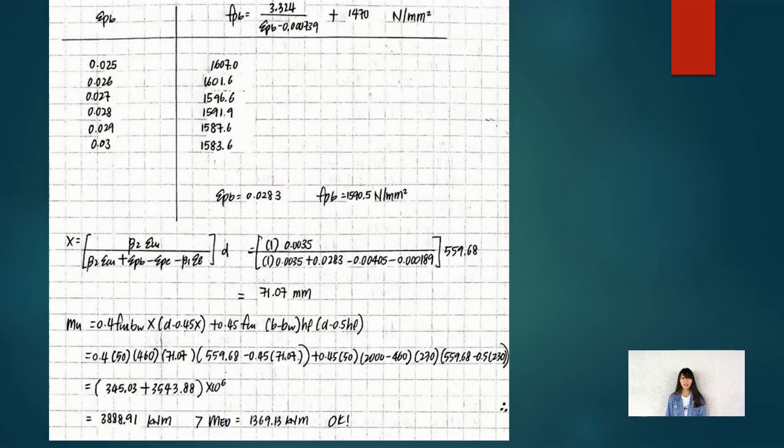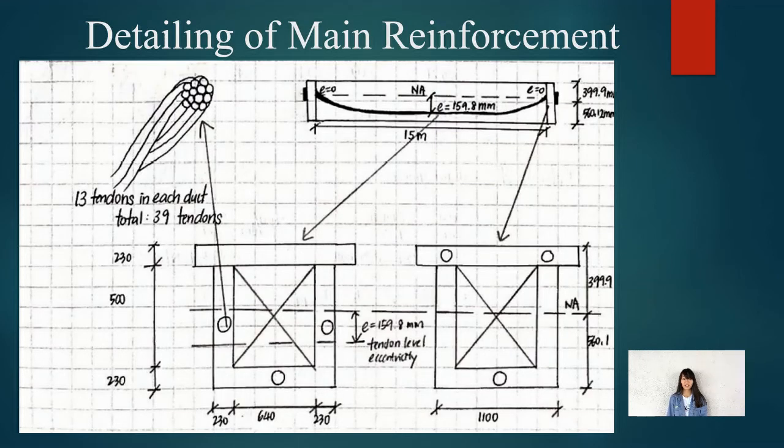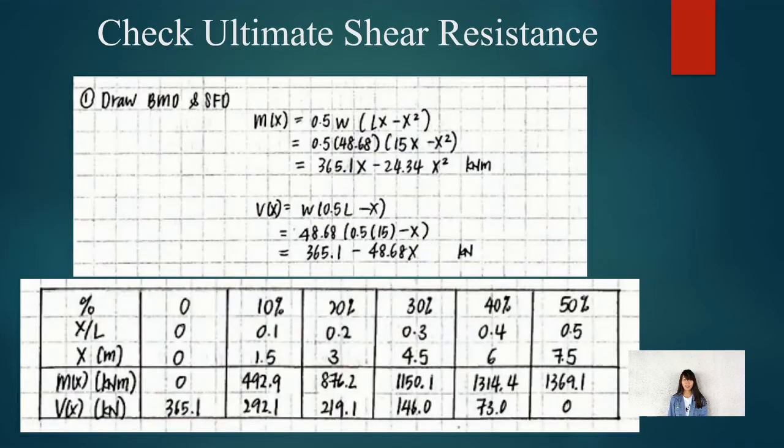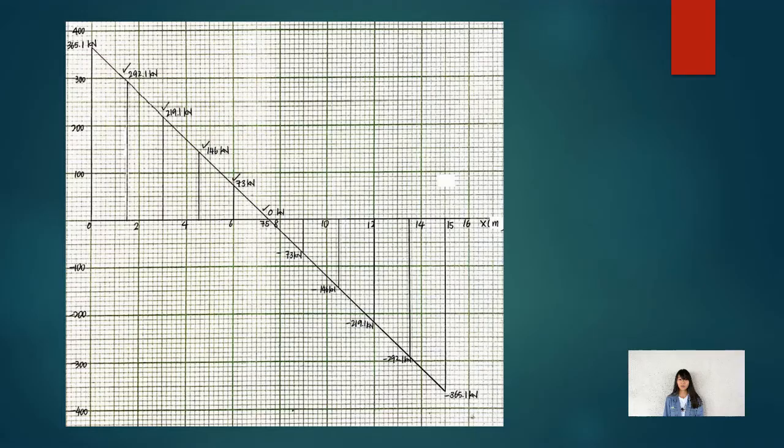Here is the detailing. Next is the check for ultimate shear resistance. It was calculated for 10 to 50% of span length. Firstly, draw the shear force and bending moment diagram. Here is the shear force diagram.